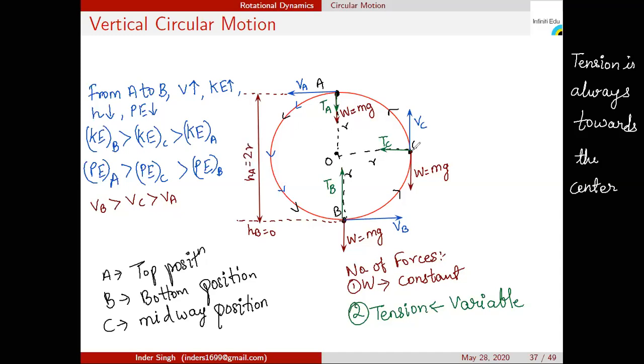And this is nothing but midway position C. So for this midway position C, this value will be HC, and HC value will be equal to how much? HC should be equal to what? R. HC should be equal to R. So this much we have understood in the previous lecture. So what you can do is you can note it down.